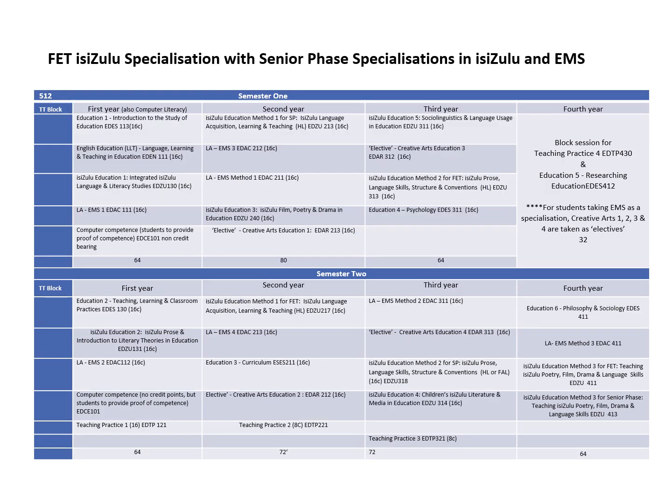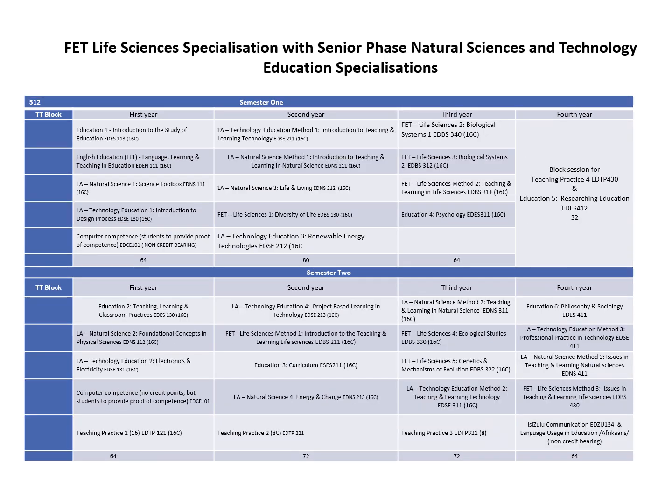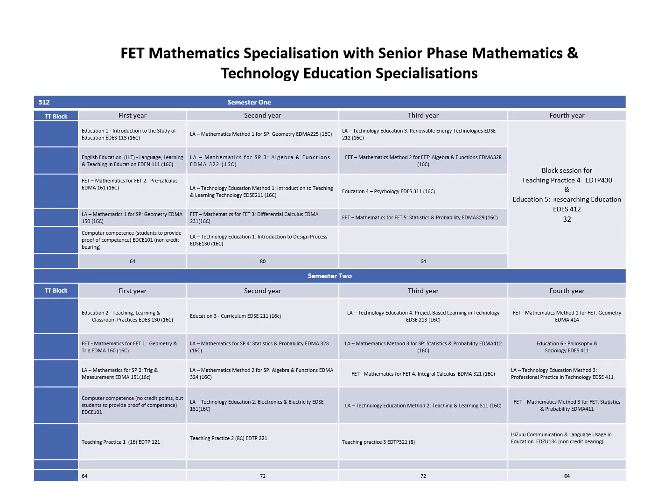Here we have the isiZulu specialization as an FET subject with isiZulu as Senior Phase and EMS and the modules one would need to register for from year 1 to year 4 in this particular package. The slide shows the isiZulu specialization with isiZulu and Social Sciences. This is the Life Sciences package with Natural Science and Technology education and the modules one would need to complete to meet the program requirements.